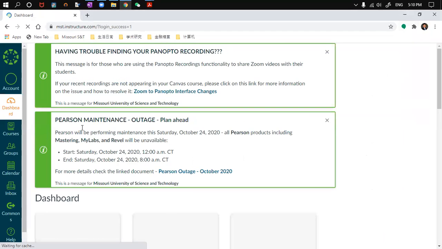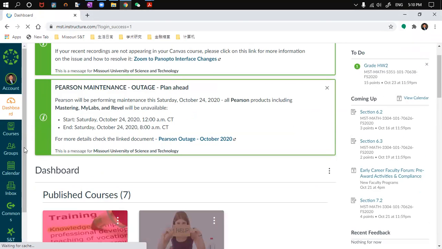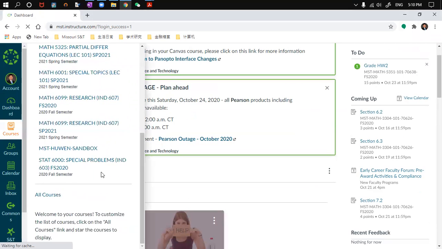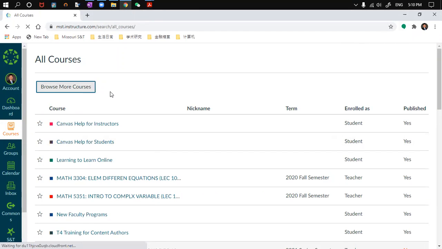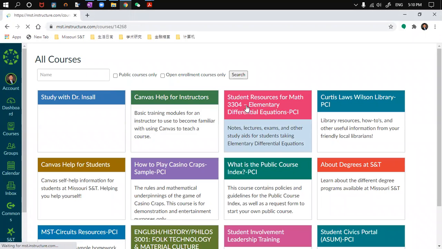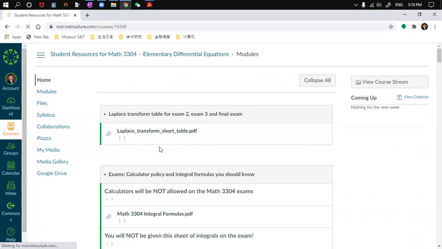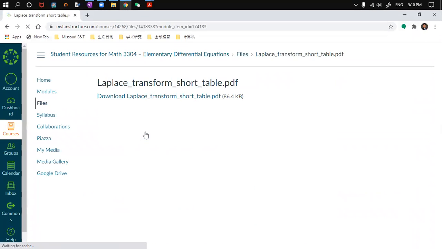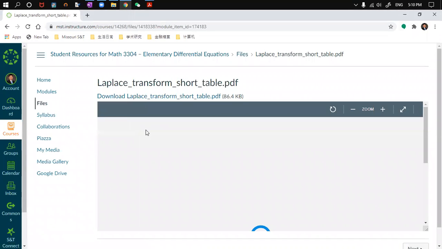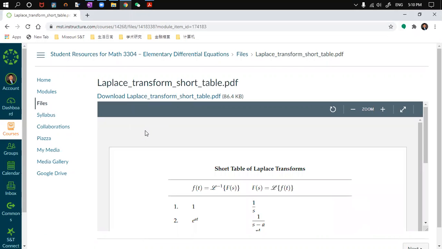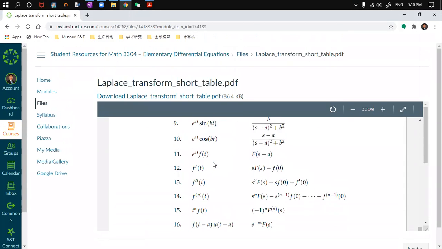I would like to remind you that if you go to your Canvas webpage and click courses, then click all courses and browse more courses, you're going to see on the student resources webpage a short table of Laplace transforms. This is the Laplace transform table that will be attached to your exam when you go to the exam room.